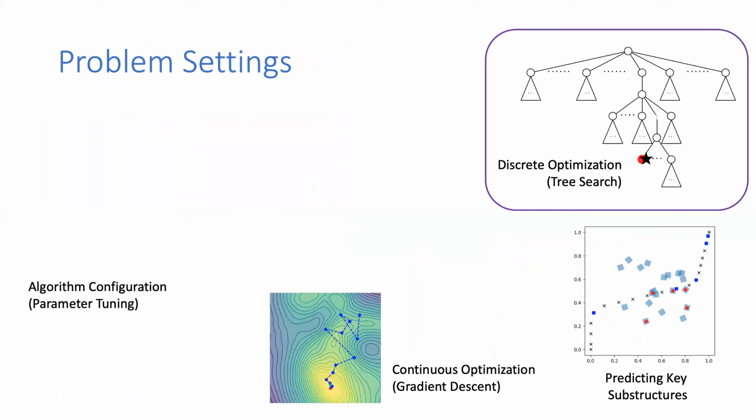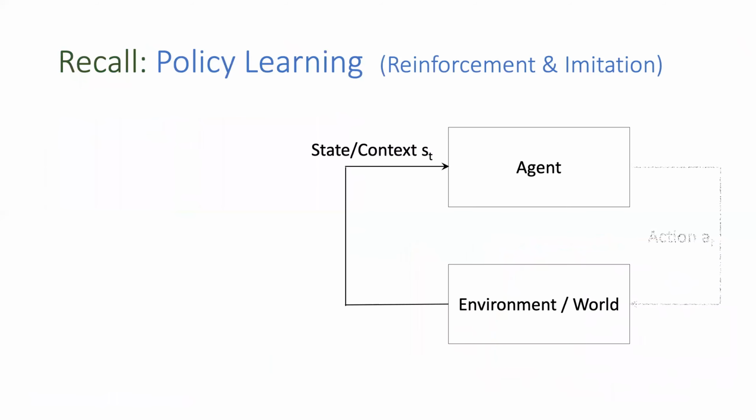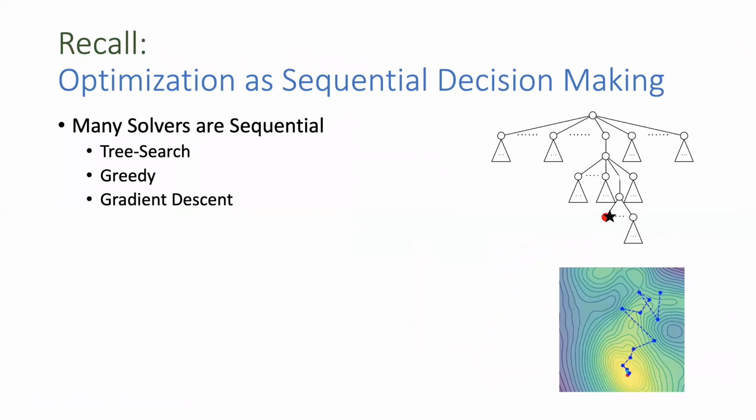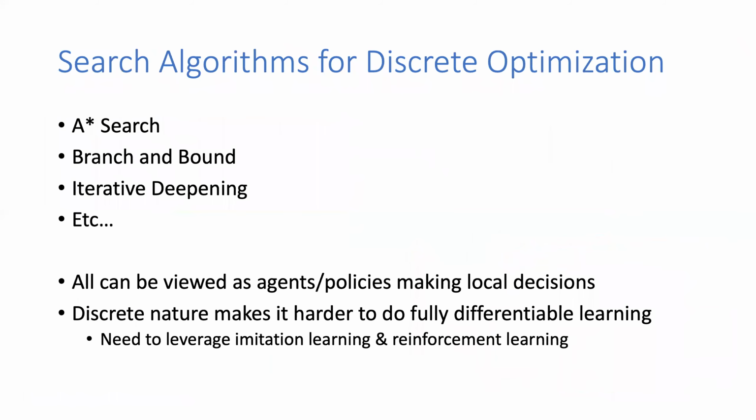I'm going to go through the last two pretty quickly. So the next category is discrete optimization for tree search. Again, we're going to go back to reinforcement learning and imitation learning as a way of thinking about how to learn these solvers. I guess I'll skip these.